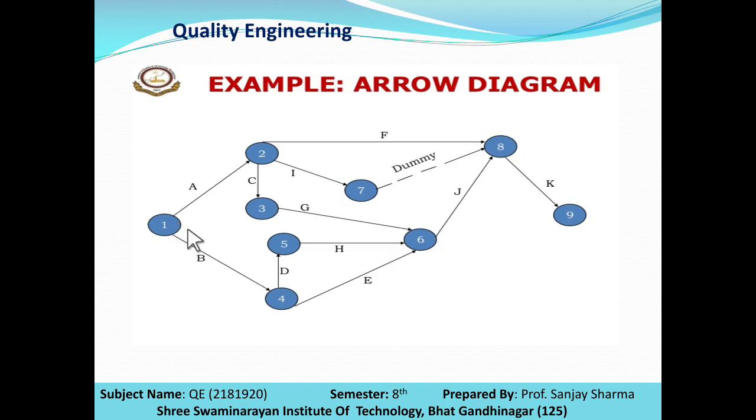So here you can see this is activity number 1, activity number 2, 3, activity number 4, 5, 6, 7, 8 and 9. Now all these activities are not similar. Some activities are going parallel. You can say activity number 4, 3 and 2. Activity number 2 and 4 are in parallel. Activity number 3 and 5 are parallel. Activity 7 and 6 are parallel, and activity 8 is common, and then 9.